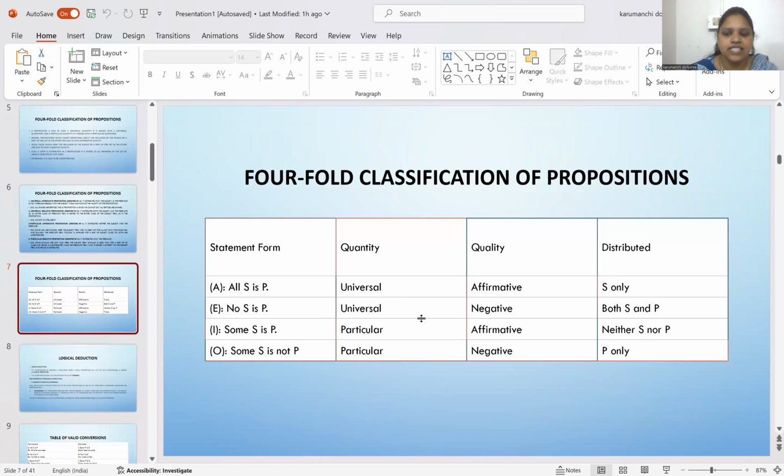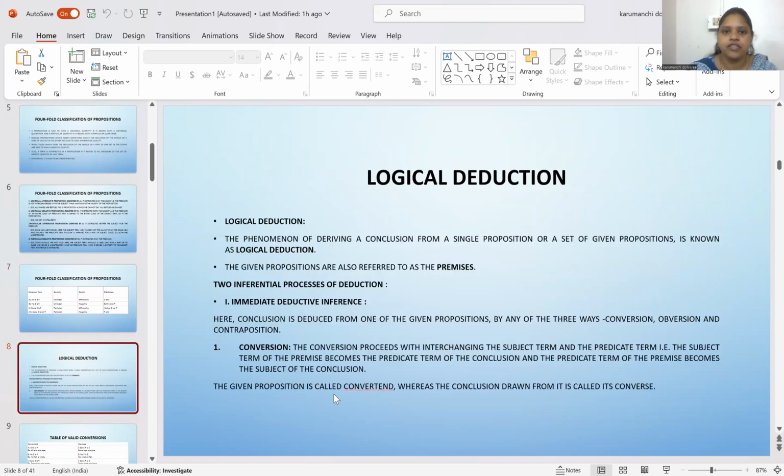And this is the quantity and this is the quality. So if we take the example, all S is P, it distributes only the S. If we see the example, no S is P, both S and P are distributed. Some S is P, so it is like particular affirmative, neither S nor P is distributed. Some S is not P, here P only. So here if we see, it is a particular negative.